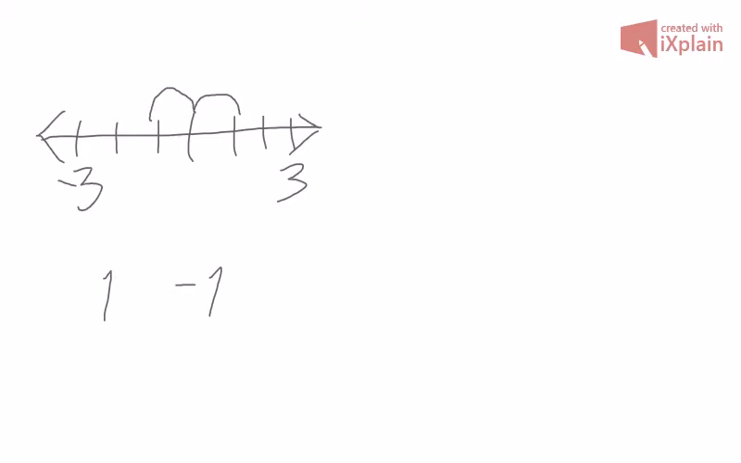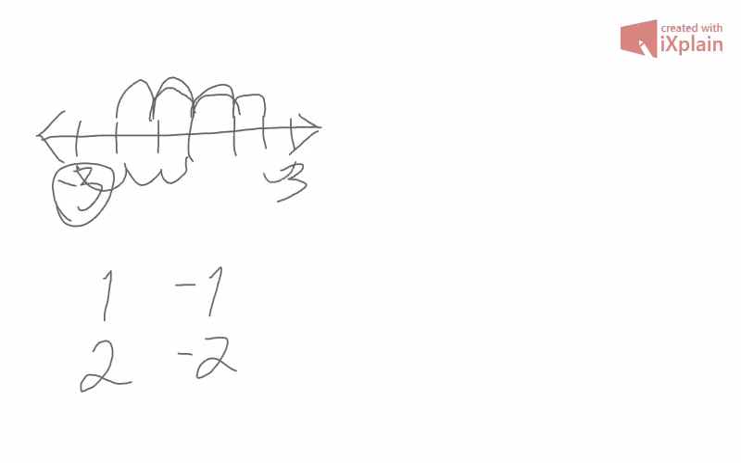If we look at the number 2, it's 2 units away from 0 in the positive direction. -2 is 2 units away in the negative direction. So the additive inverse of 2 is -2. Now let's look at -3. -3 is 3 units away from 0 in the negative direction. So the additive inverse of -3 is going to be 3 units away from 0 in the positive direction. So the additive inverse of -3 is 3.